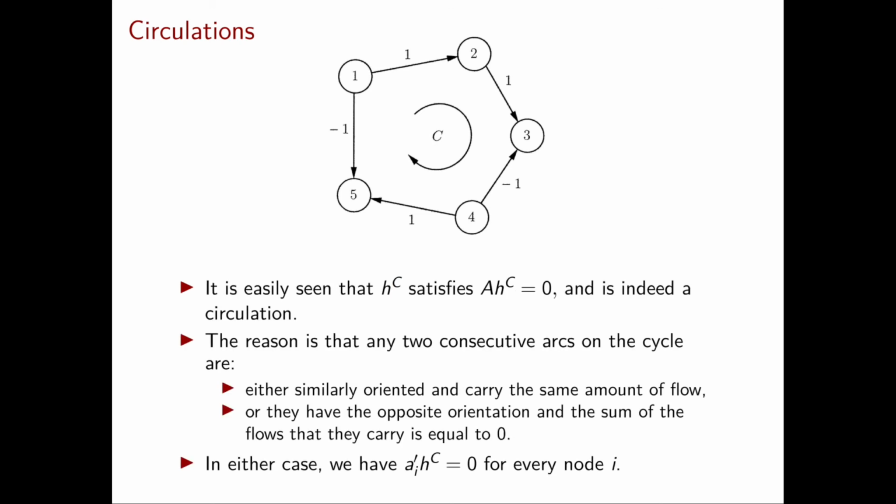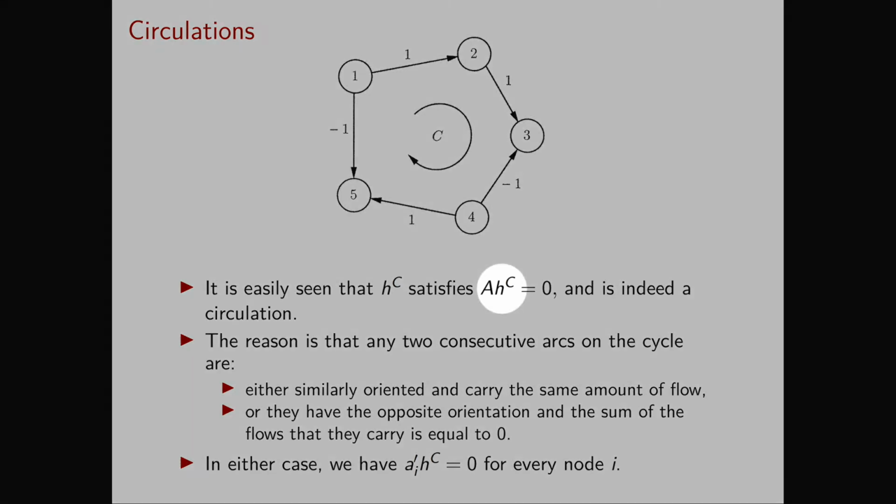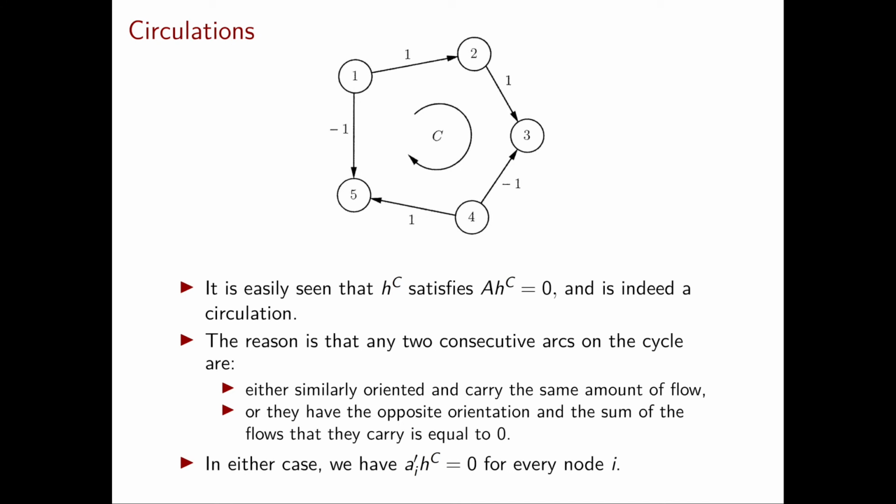The first thing that we should check is that our simple circulation deserves such a name. So we need to check that it is indeed a circulation. In fact, it is, because it satisfies A hC equal to 0. Now let's see why these constraints indeed hold.